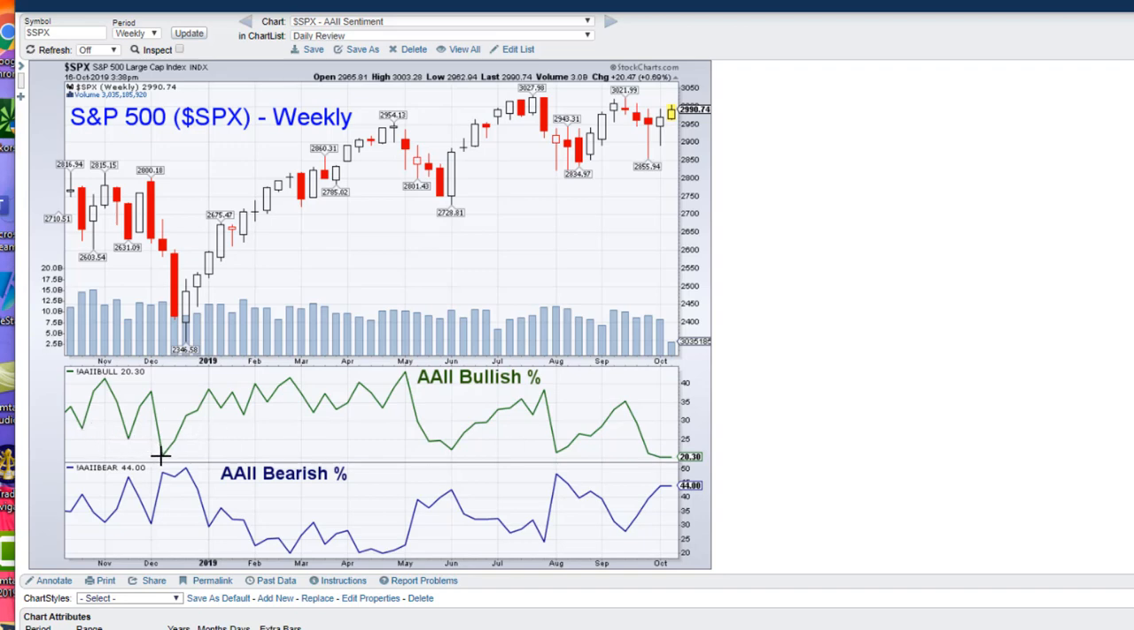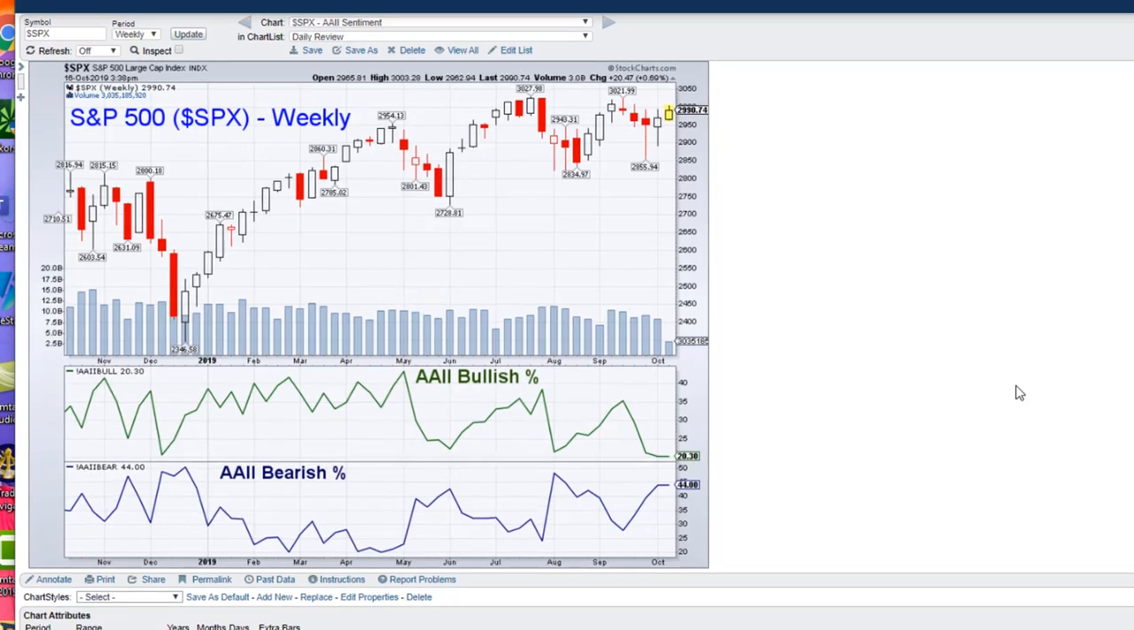Back in last December, it made a significant low early in the month and then bottomed out, even though prices still continued to fall until the December 24th low. The bearish percentage peaked out more coincident with the price action. This is one of several sentiment measures I use to gauge the state of the market.